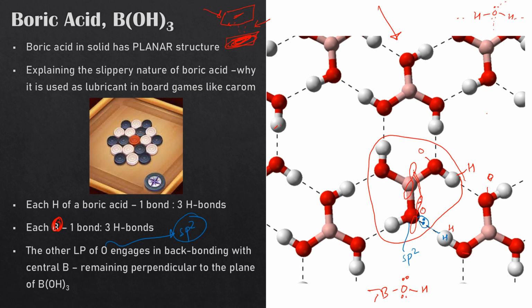So one boric acid forms 6 hydrogen bonds, 3 coming from hydrogen and 3 coming from oxygen, and this is because of the sp2 hybridization and planar structure of the molecule. I hope that's very much clear. Moving to the next option, option number 4.